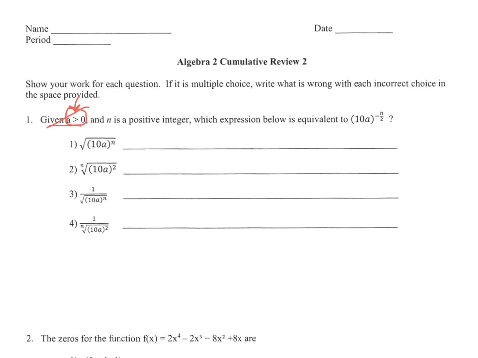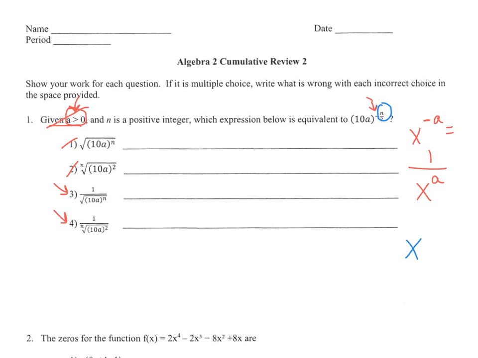Noticing the exponents we have here, there's a negative. When we have x to the negative a power, this is 1 over x to the a. So I know my answer has to show division, so it has to be one of these two answers. Looking at the rest of the exponent, we have n divided by 2.